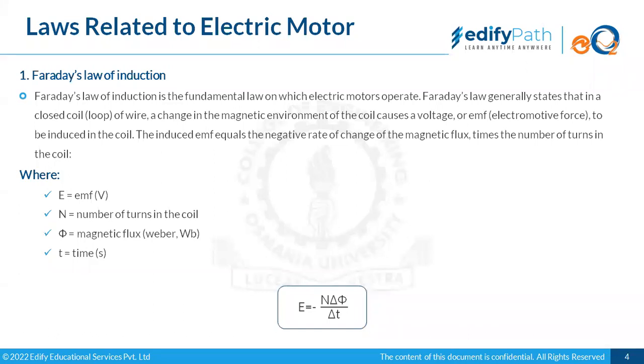If you talk in terms of the formula, if E is the EMF, then E is equal to negative N times delta phi upon delta t, where E is the EMF, N is the number of turns in the coil, phi is the magnetic flux, normally calculated in Weber or Wb, and t is the time. So this is the basic formula by which Faraday's law of induction is governed.